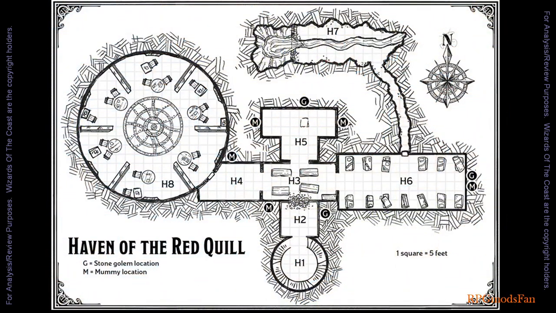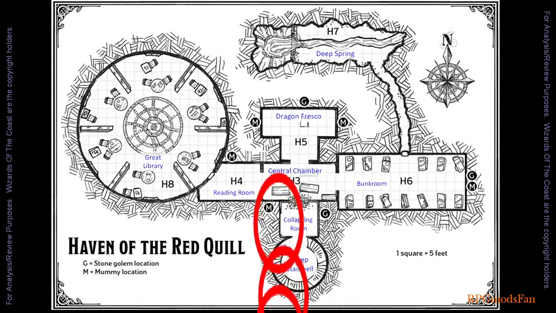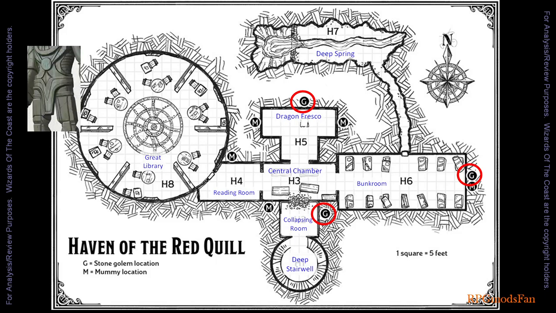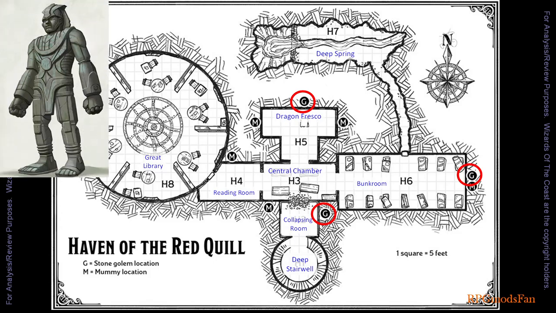Displayed is the adventure's map of the Haven of the Red Quill ruins. The map is probably easier to decipher with the areas labeled, as they are now. One statue appears to be carved into the walls of chambers numbered H2, H5 and H6. One appears to be an elf, another a dwarf, and the last, a human. In reality, these statues are stone golems.